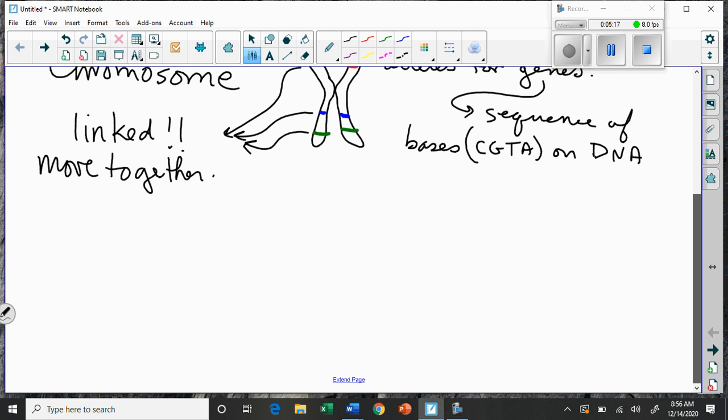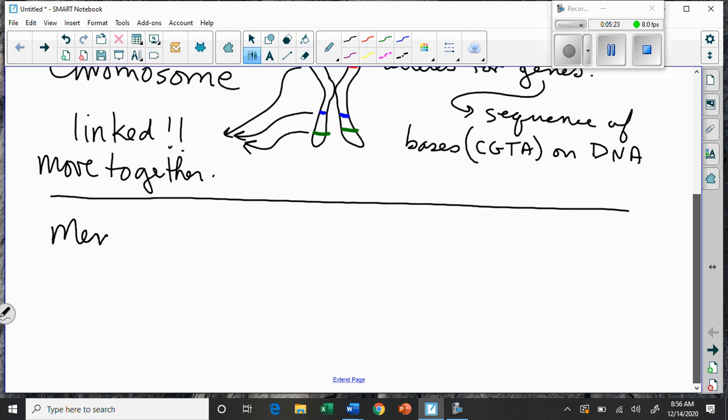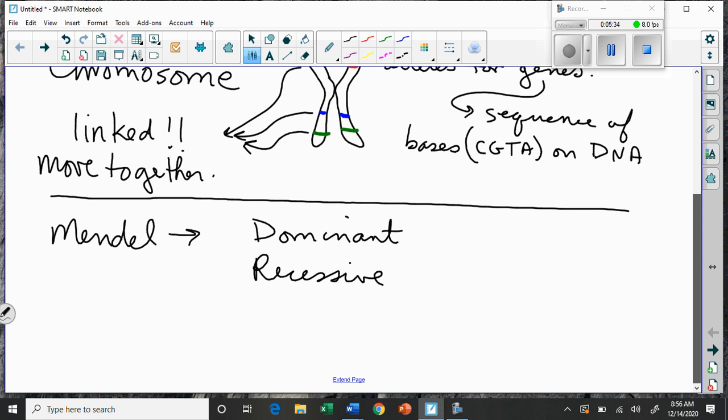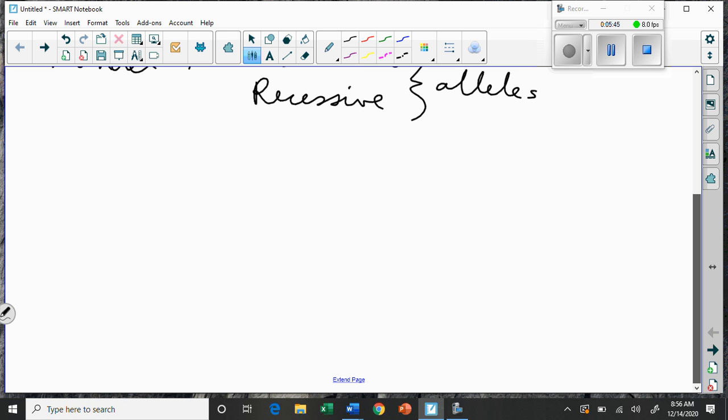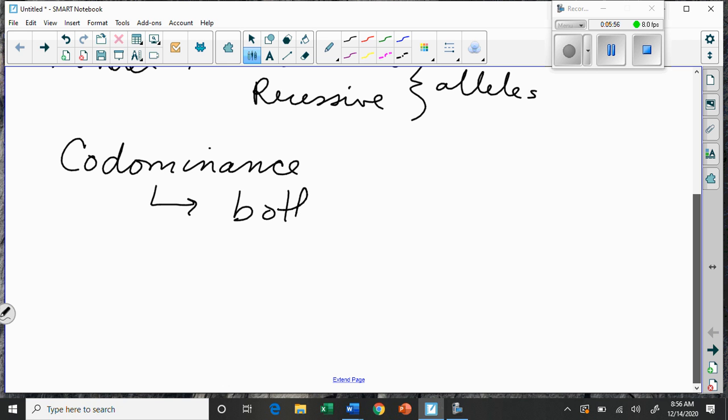Now, here's some other interesting things. I'm just comparing. Mendel had said that there is what we call the dominant allele and a recessive allele. These are the alleles, right? And what we've discovered is that that's not quite the case. It's not so black and white. We also now have what we call codominance. Codominance is when both alleles are expressed equally.